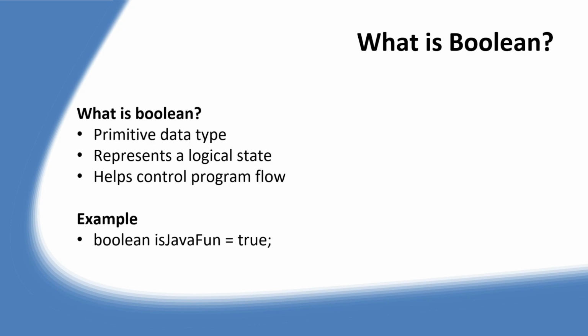So, once again, Boolean is a primitive data type and it represents a logical state which helps control program flow. For example, boolean isJavaFun equals true.